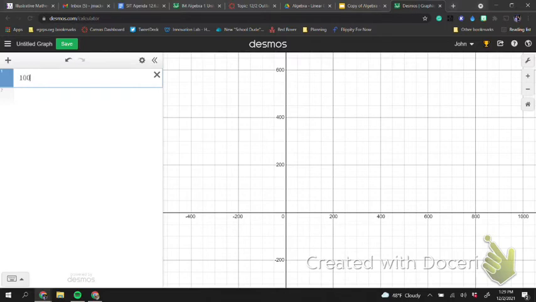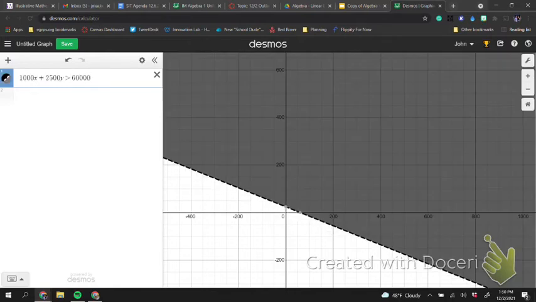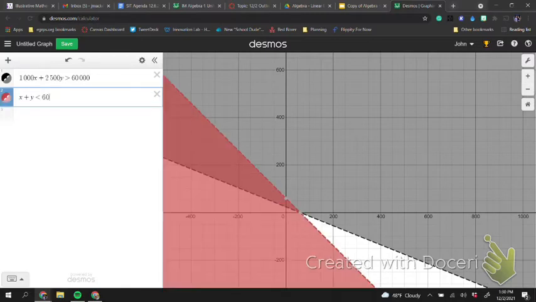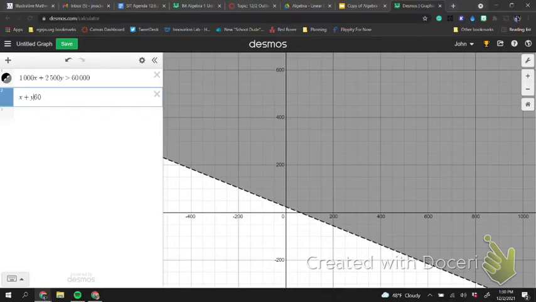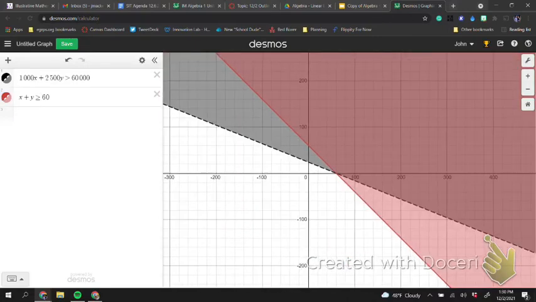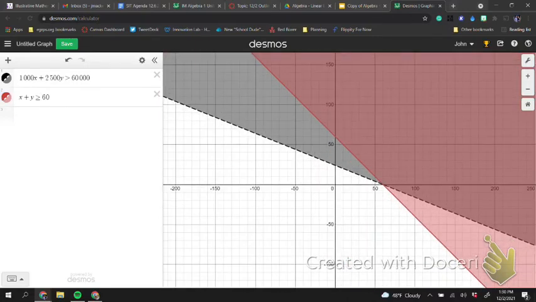1,000x + 2,500y > 60,000. So they need to make more than 60 grand. Okay, and then what's the other constraint? x + y... So they're going to sell 60 or less? Is that what that means? No, it's at least 60, so greater than or equal to. Yeah. Okay. So they need to sell at least 60 and they need to make at least 60 grand.